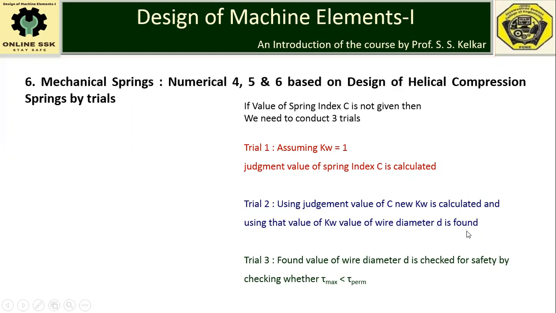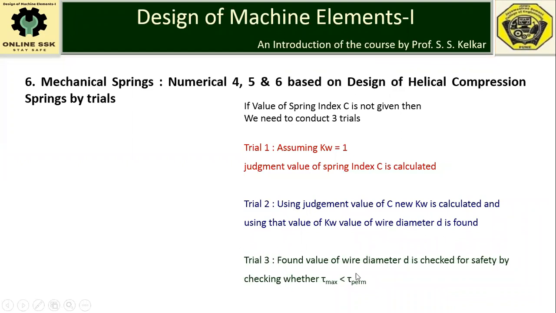Now this wire diameter small d calculated during trial number 2 is required to be checked whether it is safe or not, whether it is acceptable or not. For that we conduct trial number 3, wherein we calculate the induced maximum shear stress inside the spring wire, and we check whether it is lesser than the permissible shear stress for the spring wire material. If it is so, then we declare trial number 3 as successful, and the wire diameter calculated during trial number 2 to be safe and acceptable, and the rest of the design will be based on that value of d.